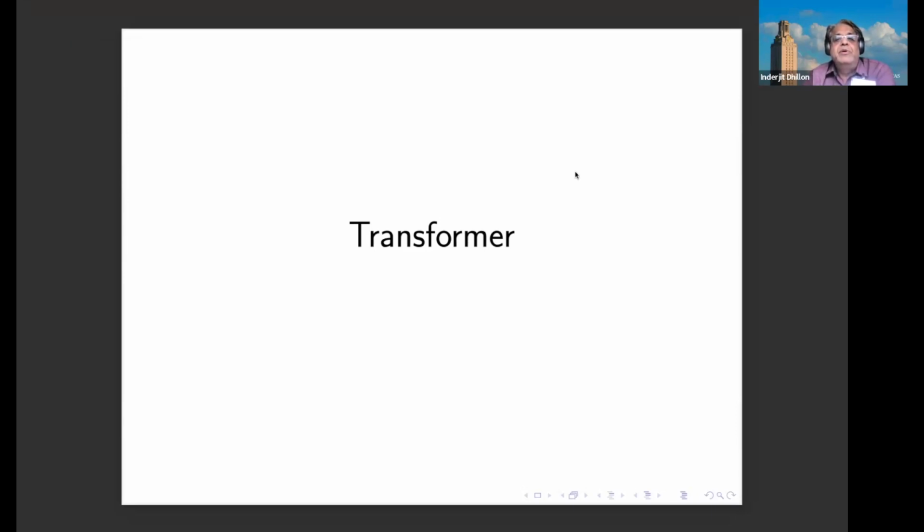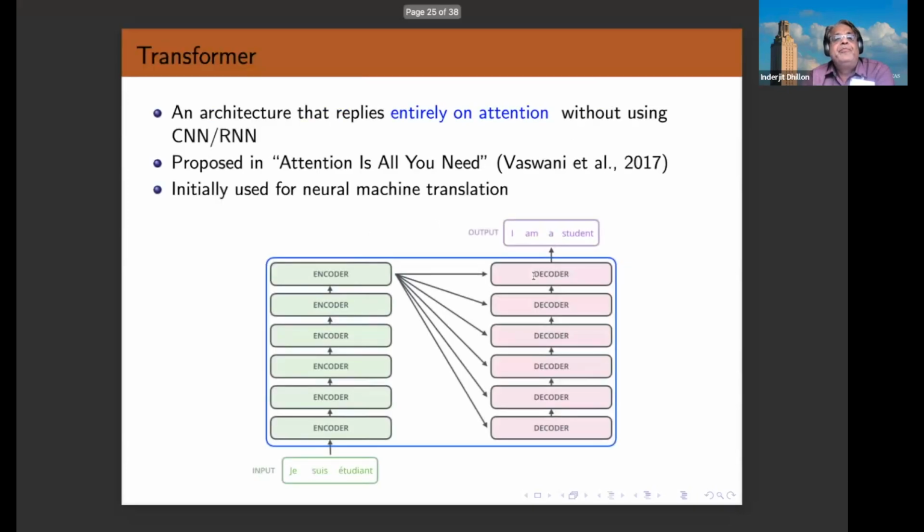So let's talk a little bit about the transformer. The name of the paper is Attention Is All You Need. It was published in 2017, and it is an architecture that relies entirely on attention. It does not use RNNs. We haven't talked about convolutional neural networks, but it doesn't use those either. One of the big reasons I think this has been successful is that it can reuse the underlying hardware quite well.